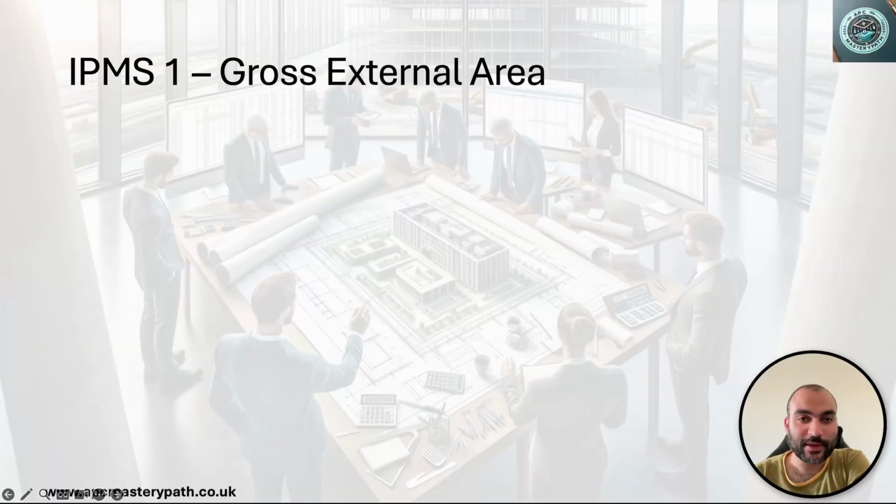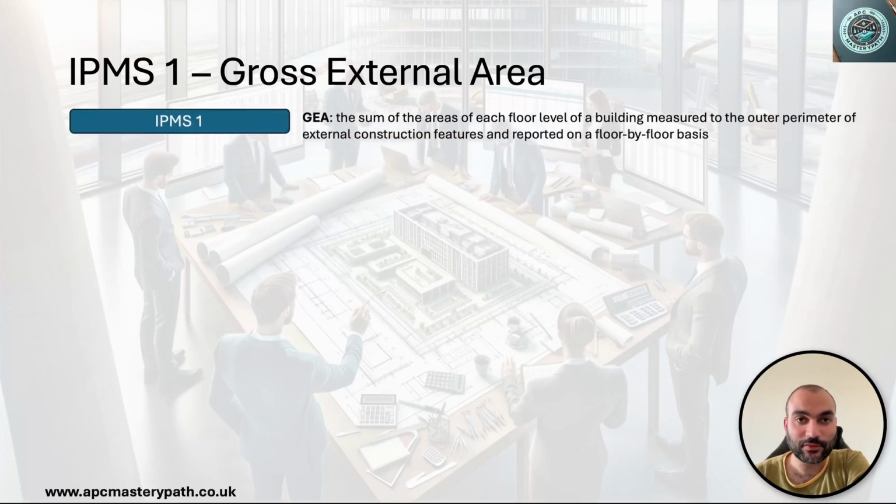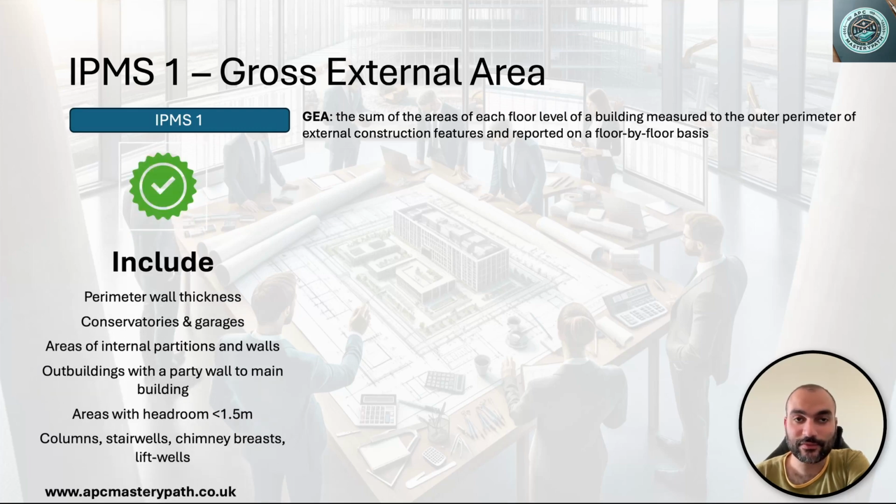So starting with IPMS 1, it tackles the concept of the gross external area. So this means that for each and every single floor, the area of the floor is reported up to the outer face of the perimeter walls. So it accounts for everything inside the floor. For example, the lifts, the internal walls and partitions, the areas of the columns, the beams, in addition to the actual thickness of the perimeter walls themselves, and not forgetting to mention the vertical penetration areas. So lift shafts, escalators, staircases.